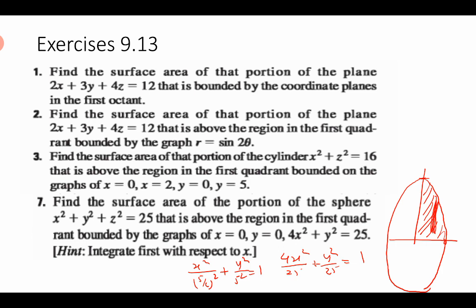So here you have to choose a horizontal strip, not a vertical strip. You choose horizontal because you are supposed to integrate with respect to x first. So you take a horizontal strip, and the lower limit will be 0. The upper limit of x can be found from the curve. The curve is given here. What is x now?